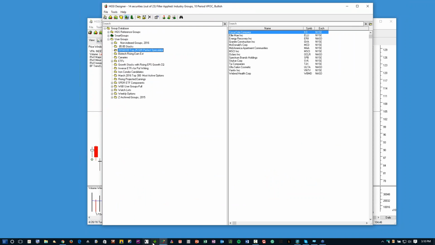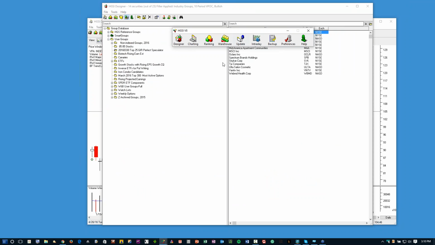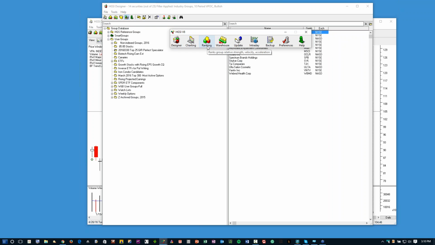The program is made up of different modules. We have what's called the designer, which you see right behind this menu, then a charting module, and a ranking module. We were originally going to talk about that today, but we're going to pass on it because I don't think we have time. And then the warehouse view, which you will see.